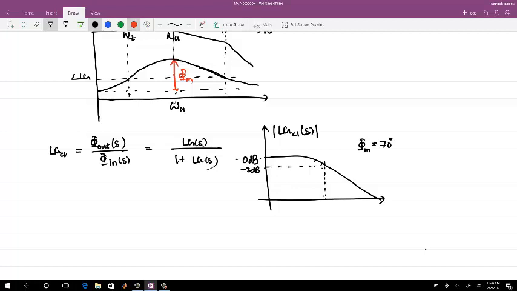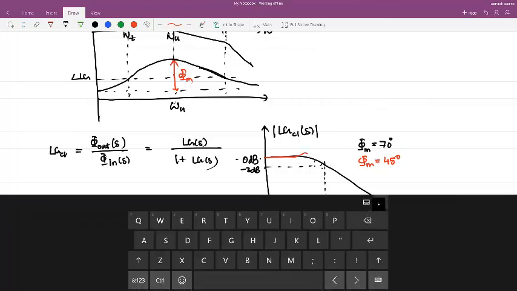Now if I change the phase margin of the loop gain, let's say I have a phase margin of 45 degrees, and I want the same minus 3 dB bandwidth. So what do you think will change in the response? The DC response remains the same. What will change slightly is the peaking in the response.